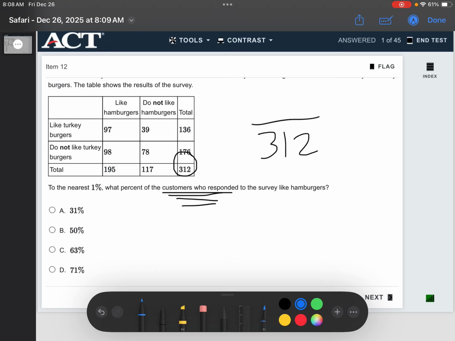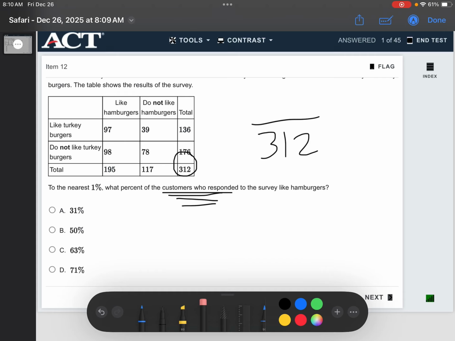The other way this can work out is it would say something like, what percent of the customers who like turkey burgers also liked hamburgers, or something like that. In those cases, you would use the total of the turkey burger people. So that's not the case here. I just wanted to bring that to your attention, because that's the way these can get a little bit more difficult, is they do what's called a conditional probability. Anyway, back to our problem here. Hopefully this will be a super fast one.